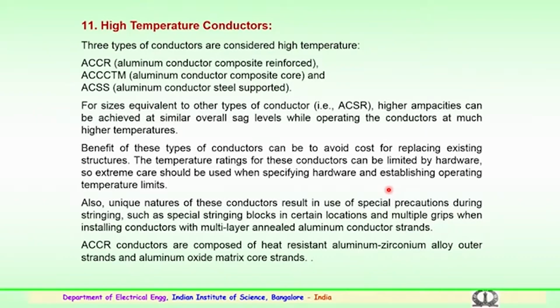ACCR or high temperature conductors are normally composed of heat resistant aluminum zirconium alloy. Earlier it was aluminum alloy, now it is aluminum zirconium alloy outer strands and an aluminum oxide matrix core. So, these allow the conductor to perform at high temperatures, carry high currents, withstand high temperatures, and also reduce sag.